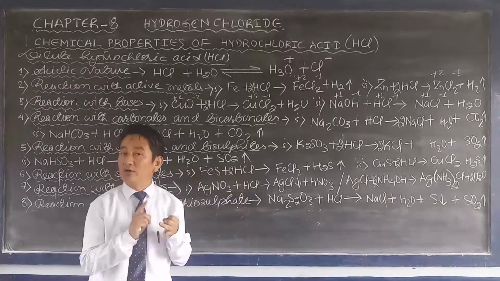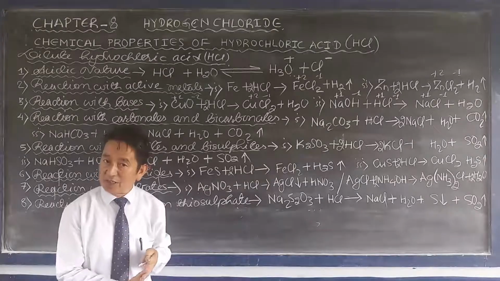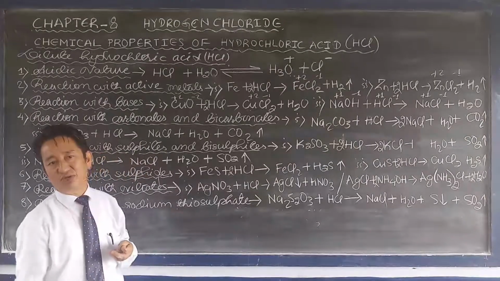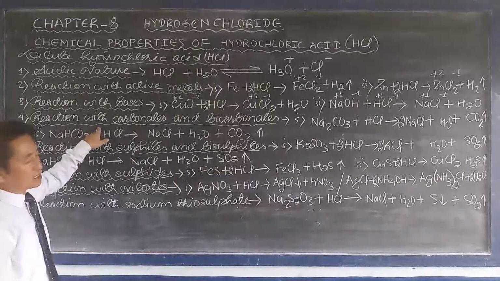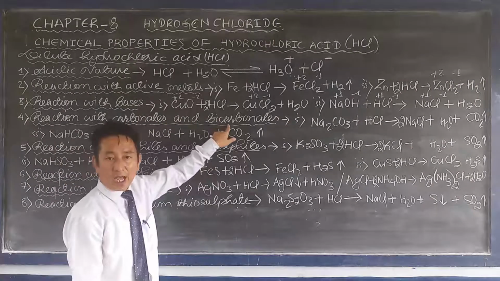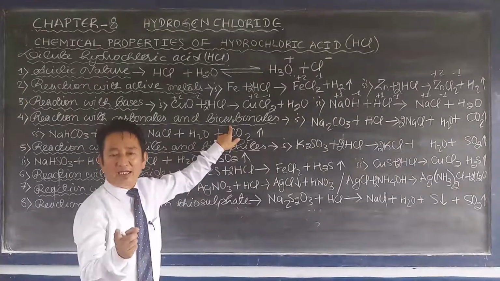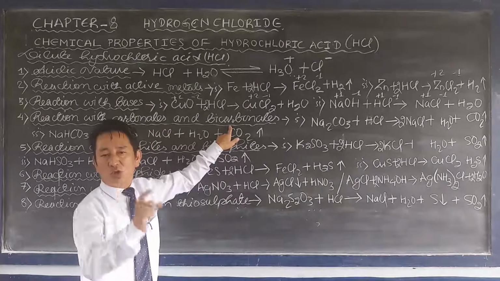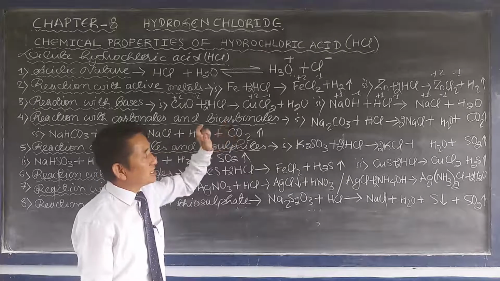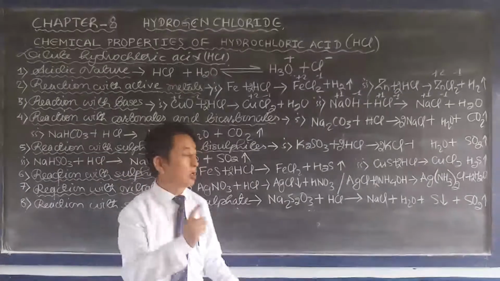If you use hydrochloric acid, you will get chloride salt. If you use nitric acid, you will get nitrate salt. Here is the reaction of dilute hydrochloric acid with carbonate and bicarbonate salt. As I have already told you, carbon dioxide gas evolves and the other two products are salt and water. Here in this case, we are using hydrochloric acid, so we will get chloride salt.